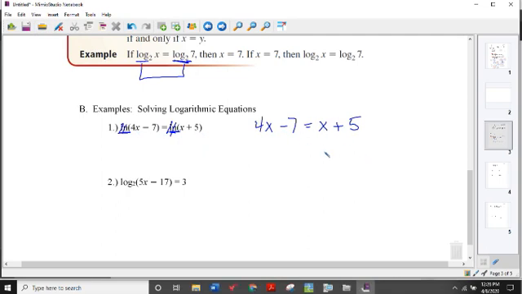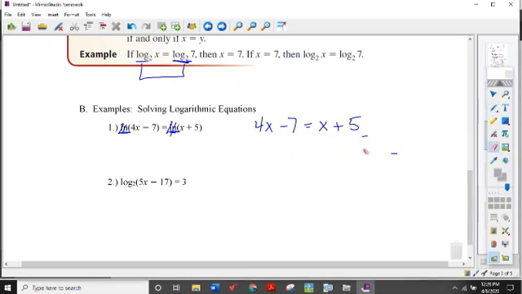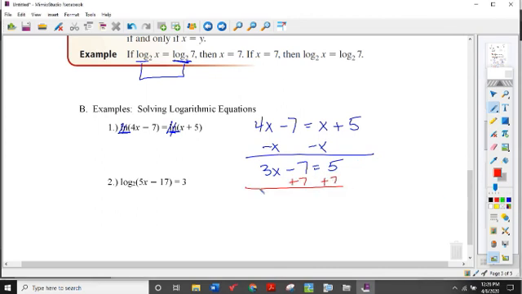Now this is going to turn into our typical algebra equation. Actually, let me go the other direction. Put all my variables on the left side. So I'll start with that. Subtract x, add 7, divide by 3.